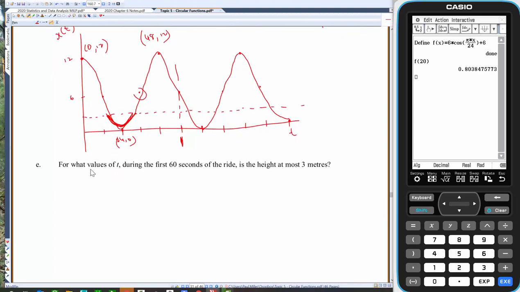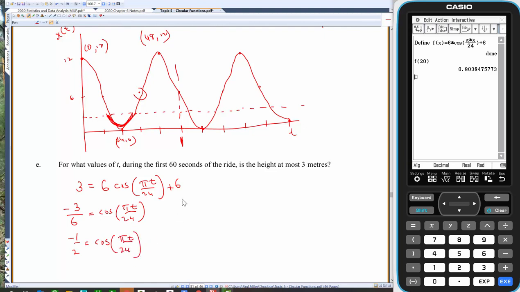So what I'm going to do is solve it. I'm going to say that 3 equals the function, which is 6 cosine(pi t over 24) plus 6. All right, now what we're going to do is say that this is negative 3 over 6 equals cosine(pi t over 24). Notice that this just happens to be a half, negative a half. It happens to be an exact value.